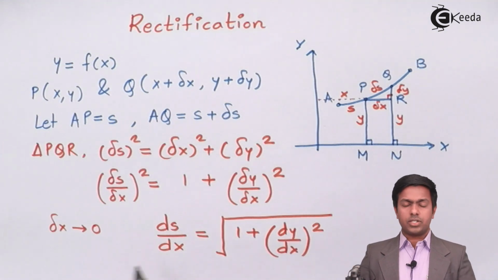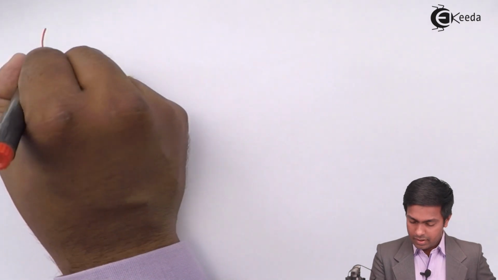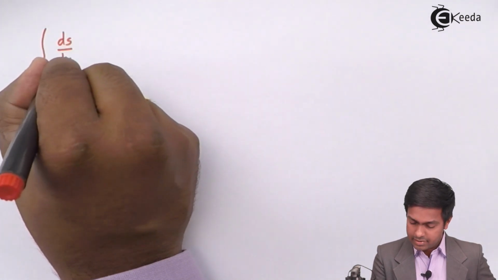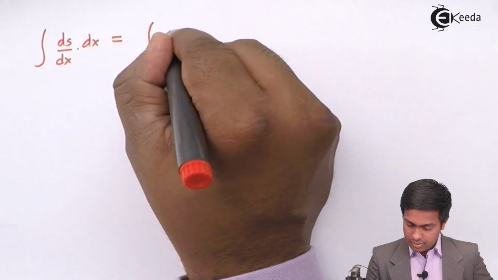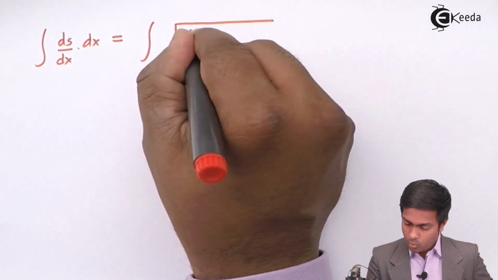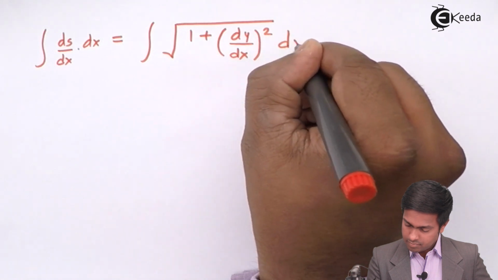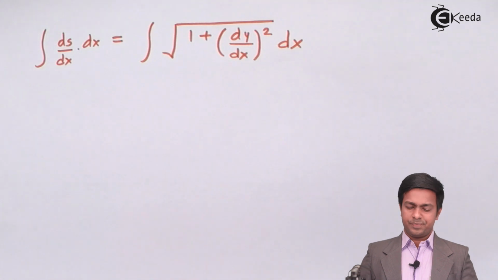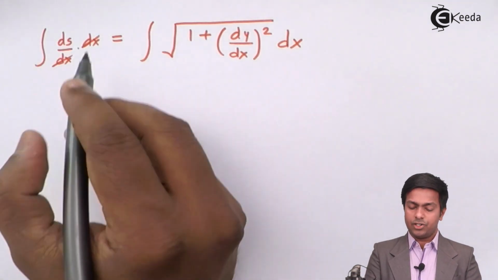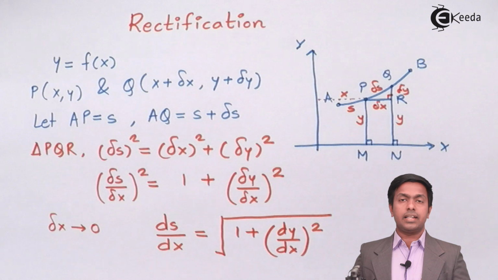Now guys, if we integrate both sides with respect to x, so here we'll get integration of ds by dx into dx, and here we'll get integration of under root 1 plus dy by dx the whole square dx. Now here dx and dx will be cancelled and integration of ds will be s. Now here what we are doing is we are finding the length of arc AB.